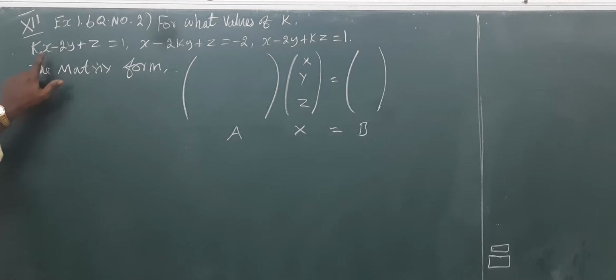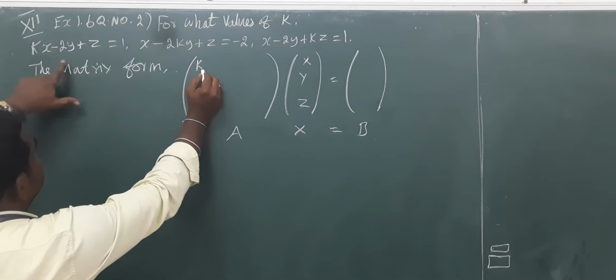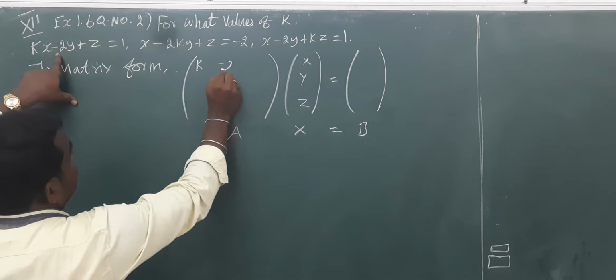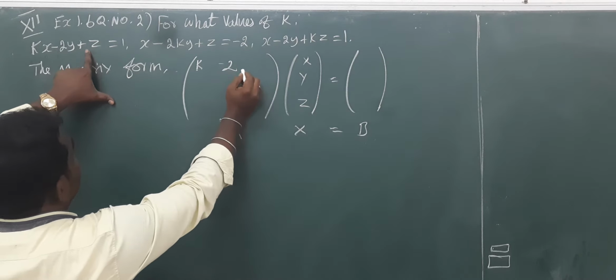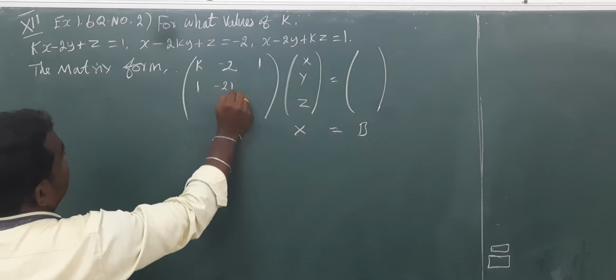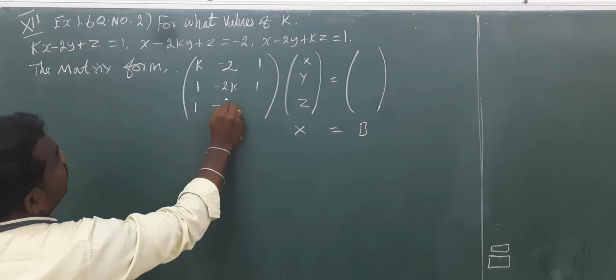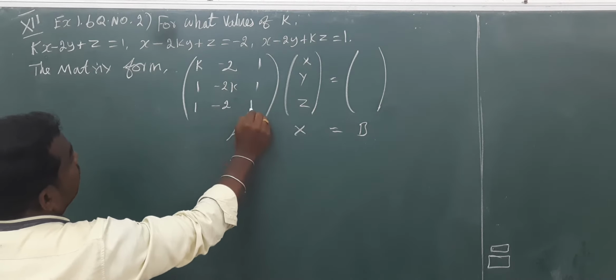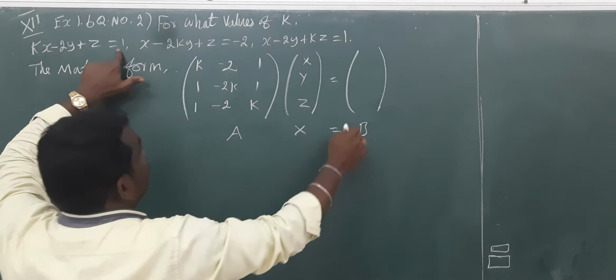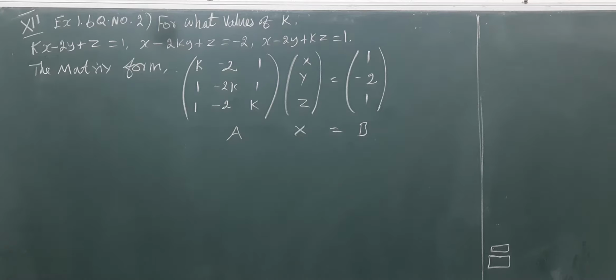So first you select x coefficient is k. Second, y coefficient is minus 2. And third, z coefficient is 1. Here x coefficient 1, here minus 2k, and here 1. The last equation 1, minus 2, then k. B is the value 1, minus 2, 1. So that's all the first step.